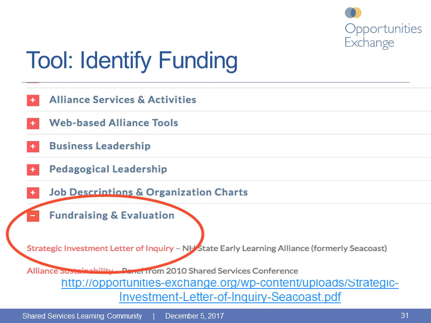In the fundraising and evaluation section of the Tools and Info page is an example that the New Hampshire Alliance wrote several years ago called a Strategic Investment Letter of Inquiry, which I would encourage you to take a look at.